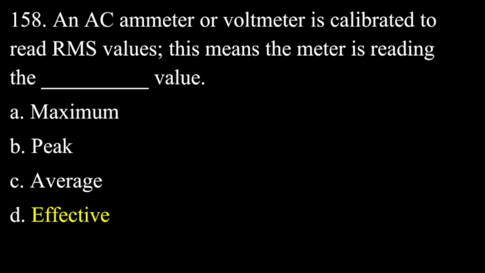An AC ammeter or voltmeter is calibrated to read RMS values. This means the meter is reading the blank value. A. Maximum. B. Peak. C. Average. D. Effective.